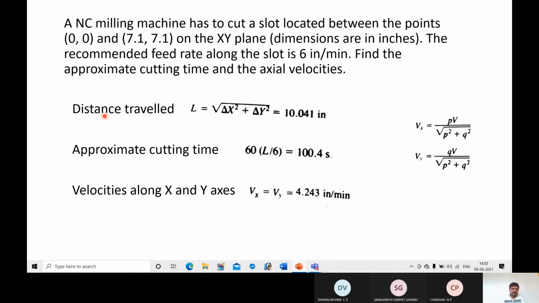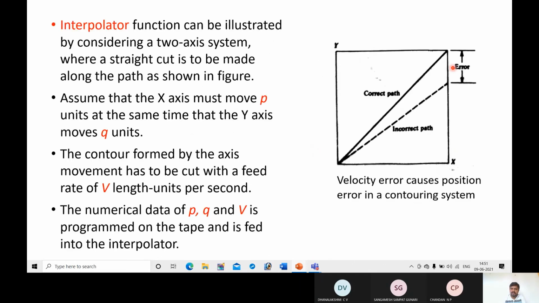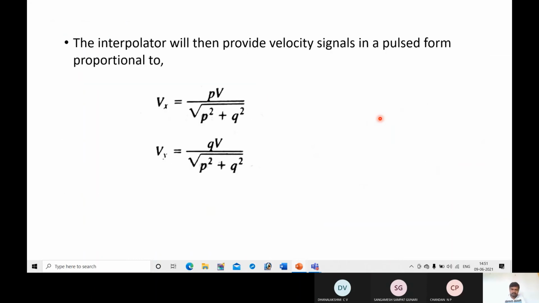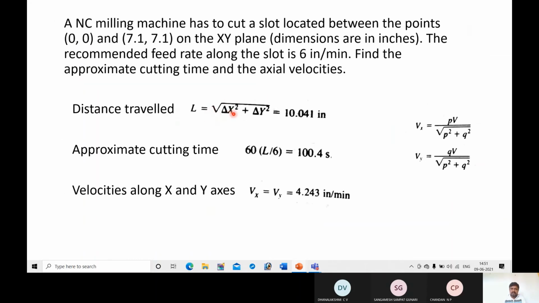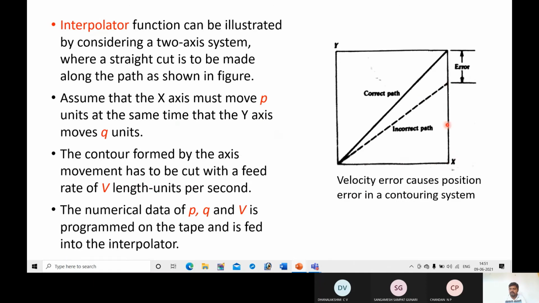Next, in order to find the approximate cutting time, first you should find the distance traveled. Here the distance traveled is nothing but this path. So that's why you are considering the distance traveled along the x-axis direction and along the y-axis direction, this value and this value. The root of the squares of these two will give you this value based on the Pythagoras theorem.